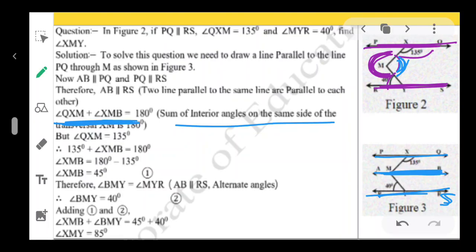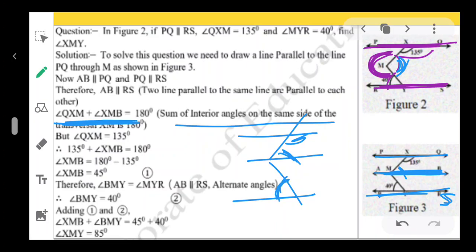But now this is 135. Therefore XMB must be 180 minus 135. So this angle, वो छोटा सा यहाँ अलग से बना दे. This is 135. This must be 45. Again, second and third line also parallel. Therefore, this 40, this is given 40.